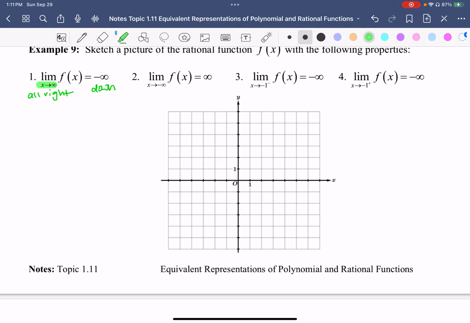Okay, for the next one, it says as x approaches negative infinity. Negative infinity is all the way to the left, and all the way to the left, it says that my y values are going up. Okay, next we have x approaches negative 1 from the left. And then my answer is negative infinity. So my y values are going down.